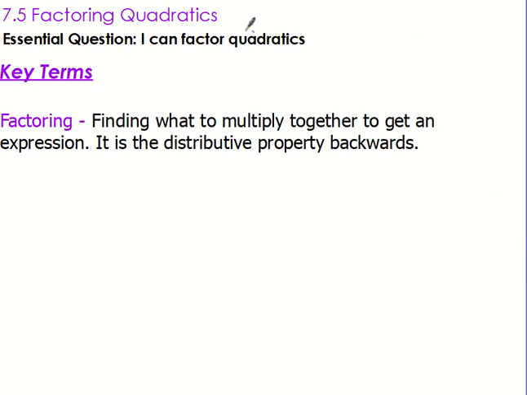It's called Factoring Quadratics. So our essential question, or I can factor quadratics. So we're still just factoring. A quadratic is just a specific type of graph, which we will actually do in, I believe, topic 8. But we're just factoring. I know the word quadratic is kind of new, but remember, factoring is finding what two things multiply together to get an expression. It's the distributive property backwards, or the inverse of the distributive property.